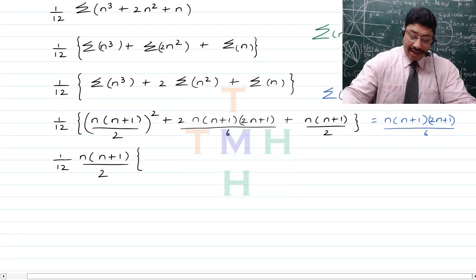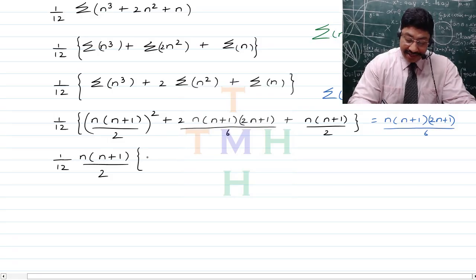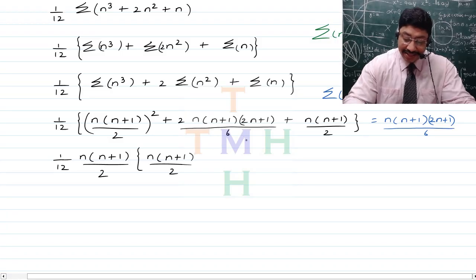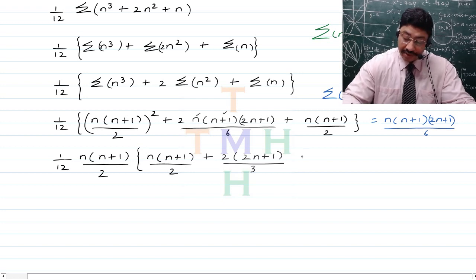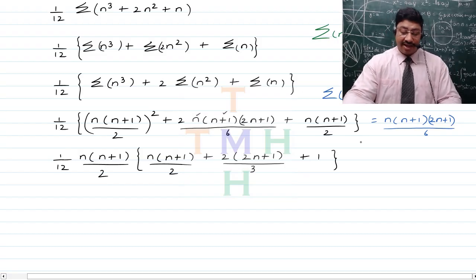Okay, now when you take this common outside, then inside in the first term you'll be left with n times (n plus 1) divided by 2, right? And to that we have here plus, as n times (n plus 1) divided by 2 has been taken outside. As such, 2n plus 1 is left in the numerator, and in the denominator we are left with 3, right? And the last term becomes equal to 1 because all of it has been taken outside, right?